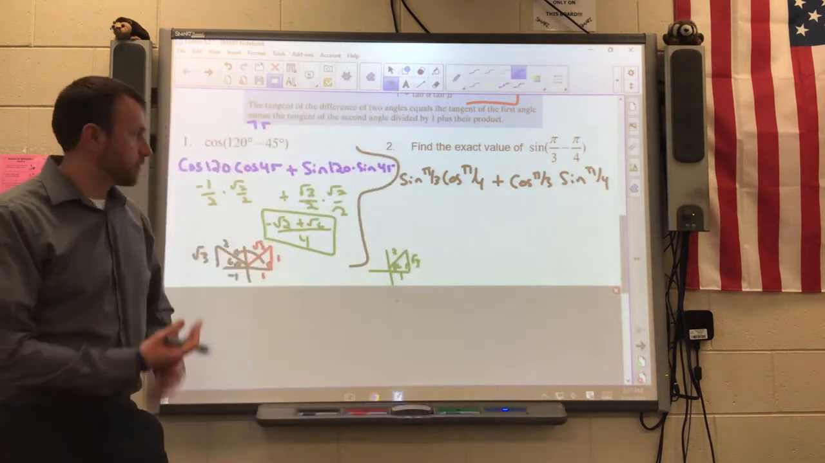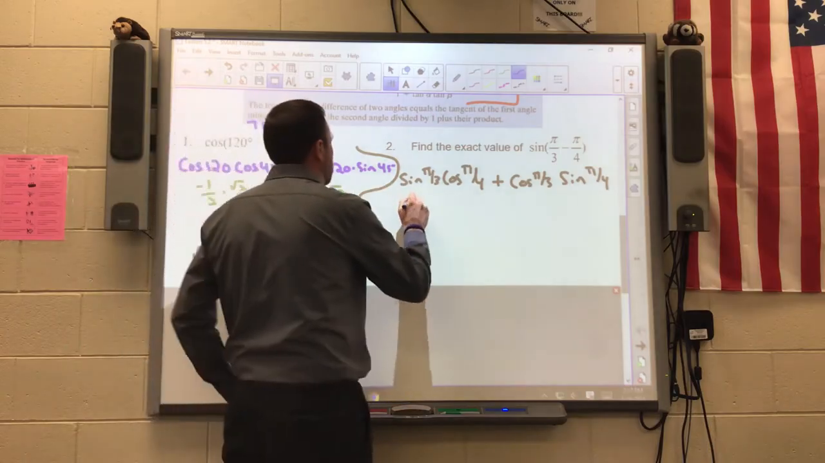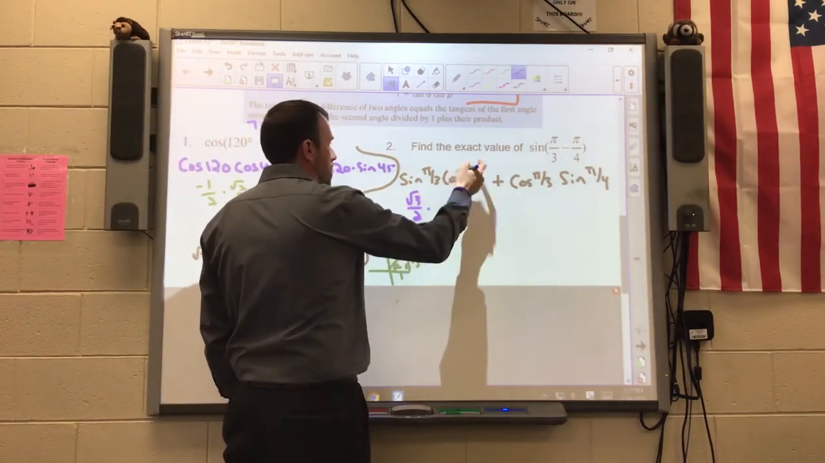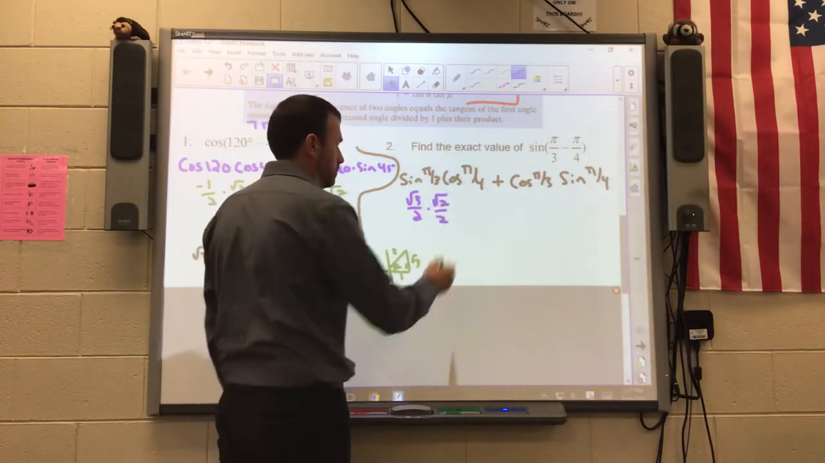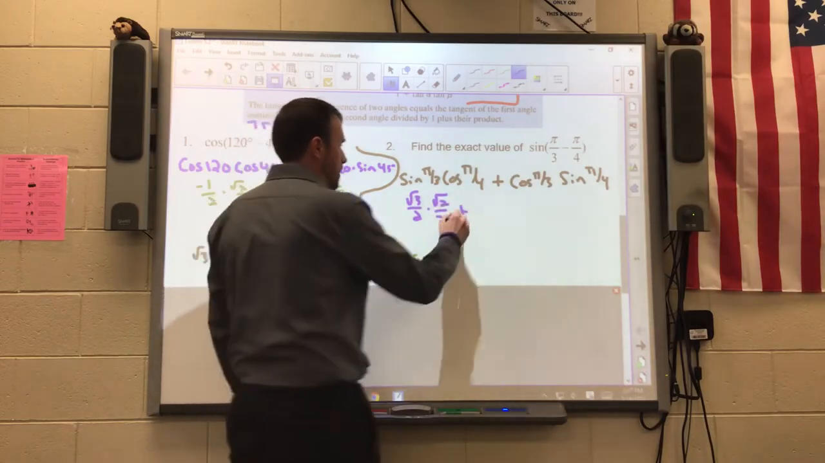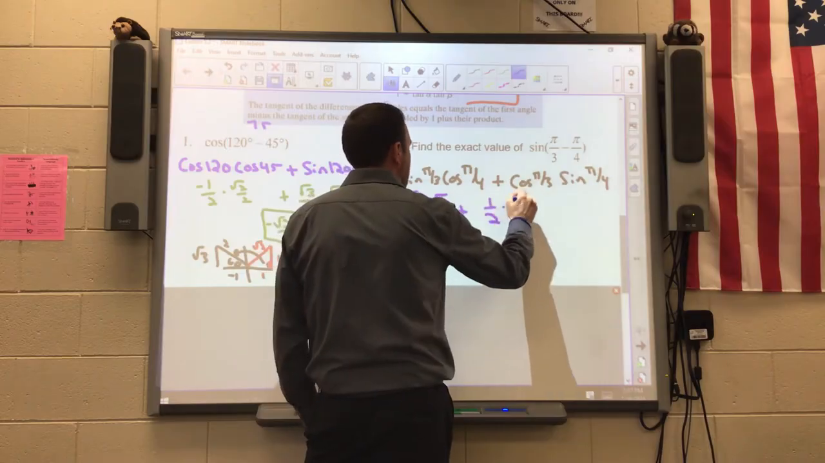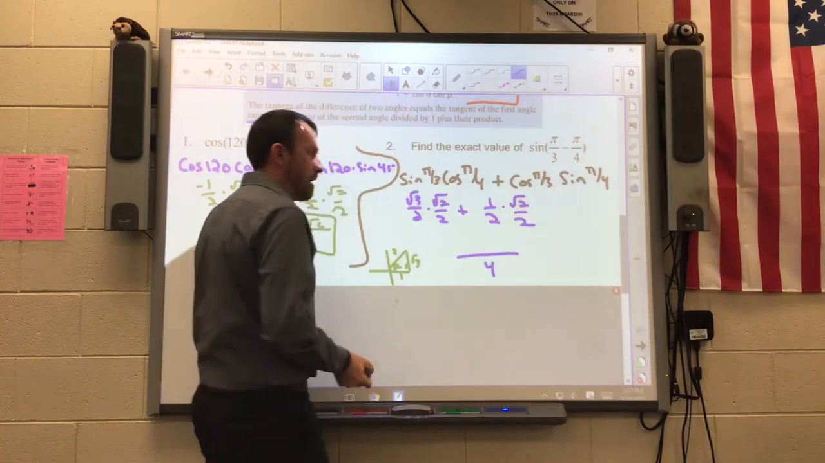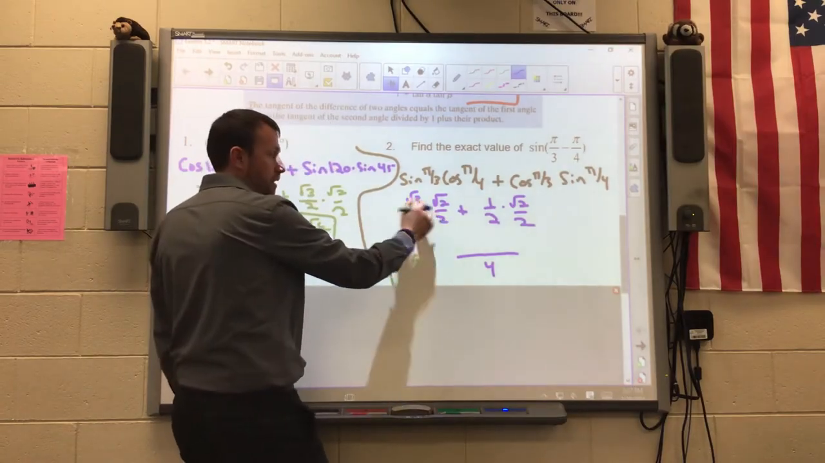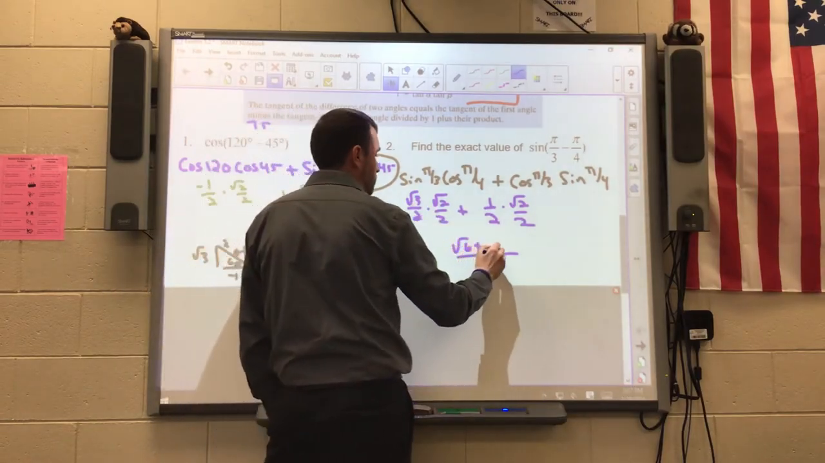Now the sine of pi over 3 is the sine of 60 degrees. That's root 3 over 2. Cosine of 45 degrees, or pi over 4, is root 2 over 2. Cosine of pi over 3 is 1/2. And then the sine is root 2 over 2. So again, my common denominator is going to end up being 4. And now I'm just going to have root 6 plus root 2.